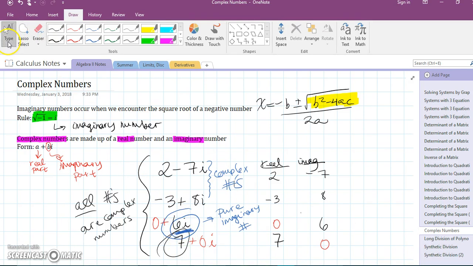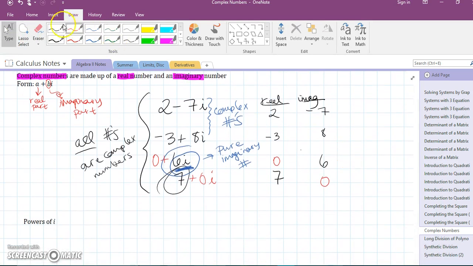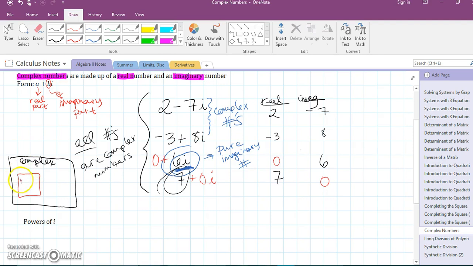And actually, if you look at the set of all complex numbers, and if you go up in math in college, the higher up you go, you talk about set theory. If I have the set of all complex numbers here, this box represents every complex number in the world. Within the set of complex numbers are your real numbers, and within the set of complex numbers are the pure imaginary numbers. They both are part of the complex number system.